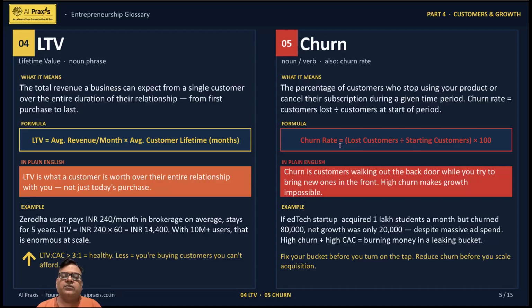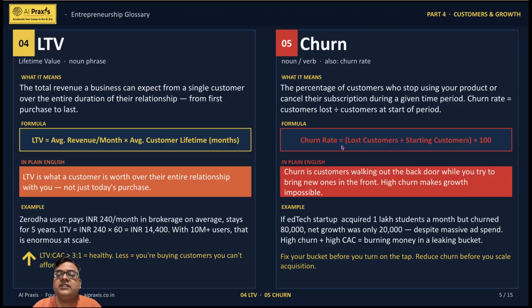Okay. So if you have to simplify this, you can imagine you're filling a bucket with water, but there's a small, tiny hole, in fact, at the bottom. The hole is churn. You can keep pouring more customers in, but they keep leaving, and you will never grow that way. Now look at an edtech startup, for example. Suppose they acquired 1 lakh students in a month, but 80,000 students actually left. So the net growth is only 20,000 despite massive spending.